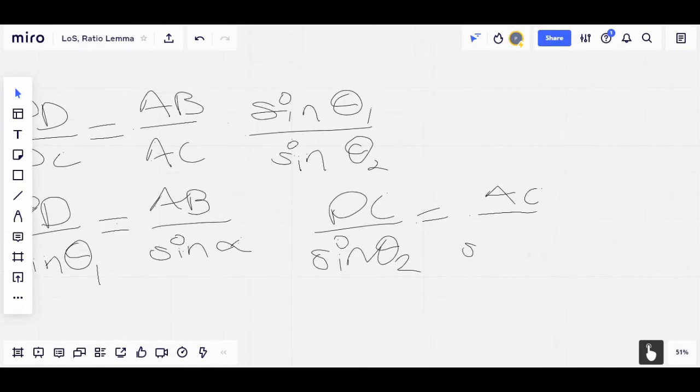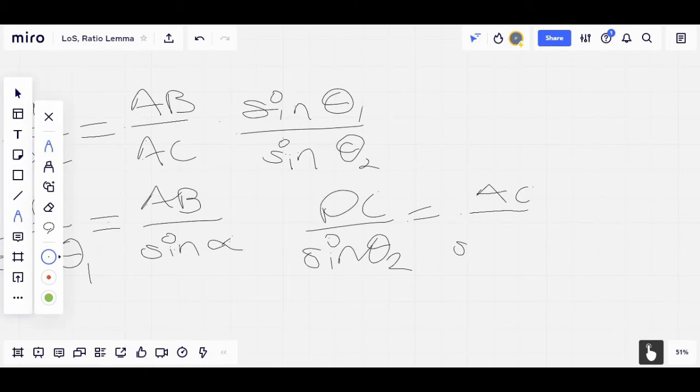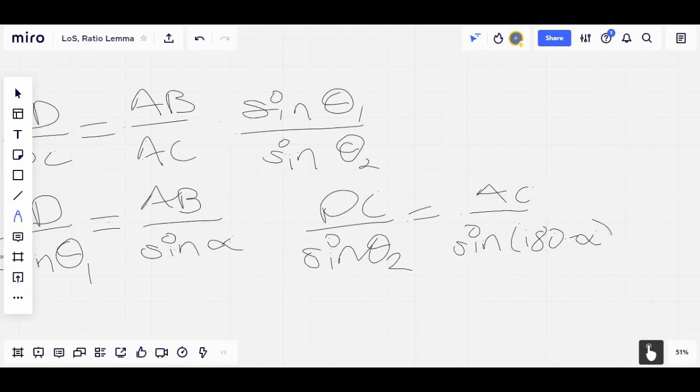Okay, so we got that DC divided by sine theta 1 equals AC divided by sine 180 minus alpha. Okay, an important property of sine is sine alpha, or sine anything, equals sine 180 minus alpha. So we can actually cancel that out and call it sine alpha.